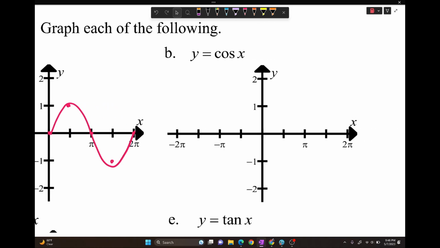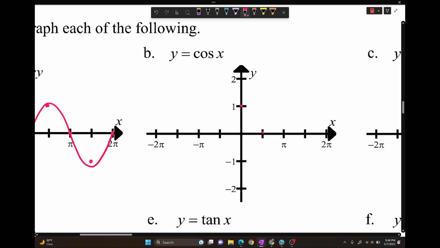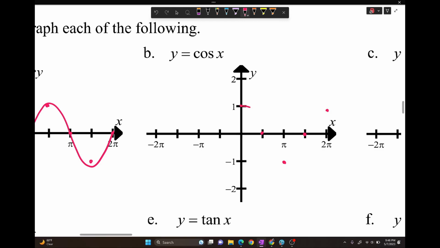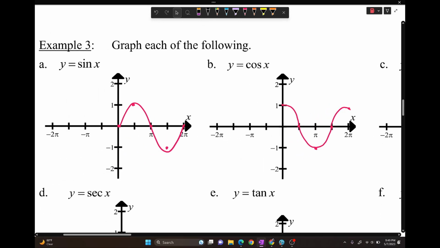Cosine. What does cosine look like? I start up here, I go down there, I go down there, I come up here, and then I come up here. And it's curvy. Like they're the tops and bottoms of some circles. So they're not straight. That's not a V shape. Now that I've done that, I could probably reproduce it again for another period.